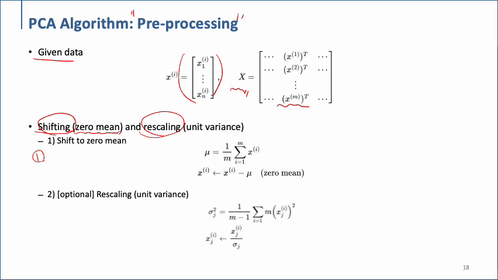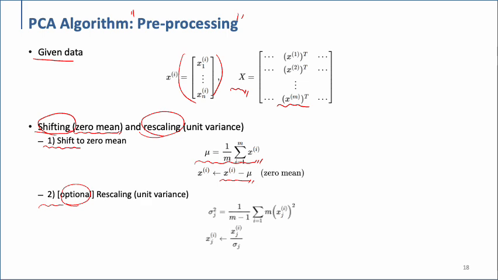So the first step is to shift to zero mean. That can be done very simply by calculating the mean of the original data and subtracting the mean, so you can make it zero mean. By doing so, you shift all the data to zero mean. And the second step is optional, but you should do it because it's nice.